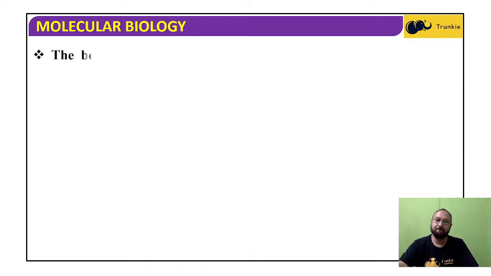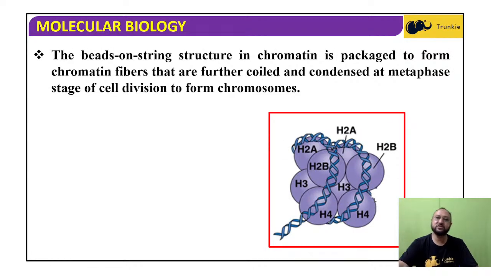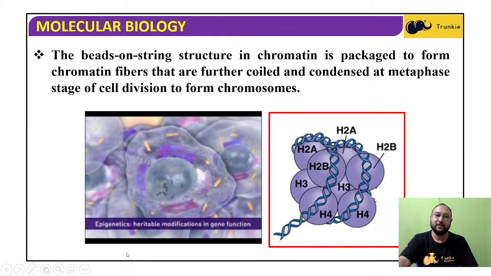Now you see the beads and string structure in the chromatin is packaged to form the chromatin fiber, which is further coiled and condensed at the metaphase stage of cell division to form chromosomes. So these chromatin fibers are further coiled and condensed at the metaphase stage of the cell division to form the chromosomes.